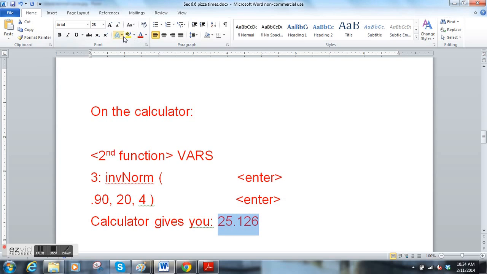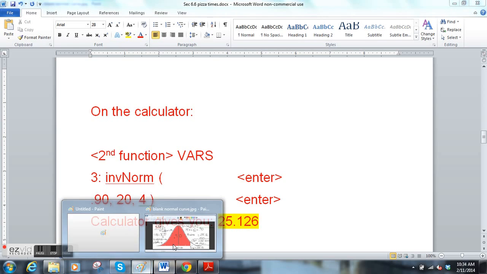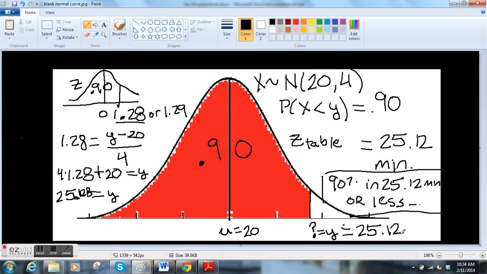So again, percentile comma mean comma standard deviation, close the parentheses, hit enter, and the calculator just spits it right out. It's 25.126, which is the same thing we saw on our picture, 25.12. So the calculator is a very fast way to do it, but this picture is still the gist of what you're looking for. So that's an example of how to do a percentile question when you're dealing with a normal curve that is not standard normal.